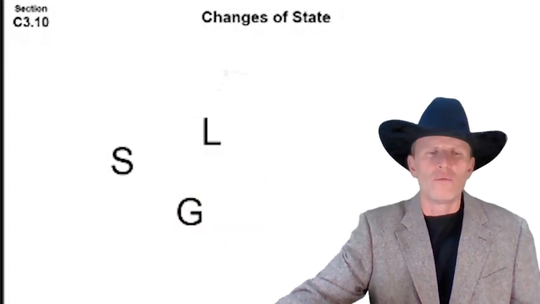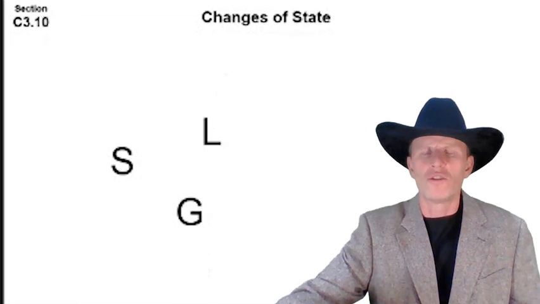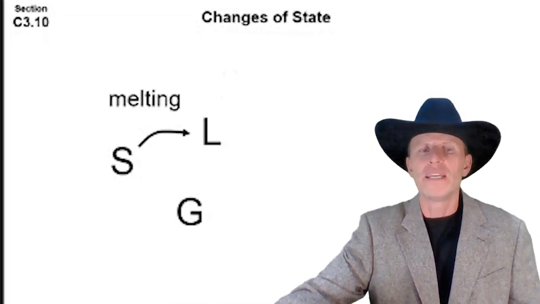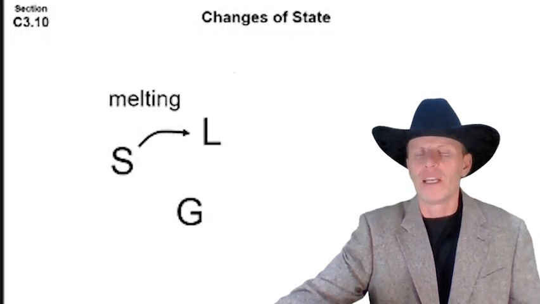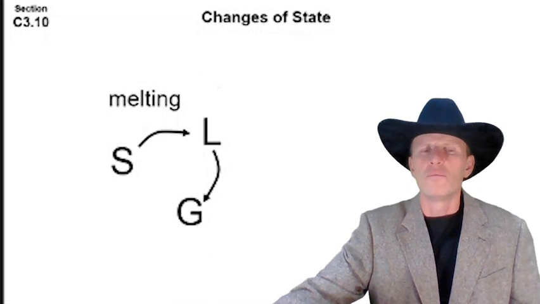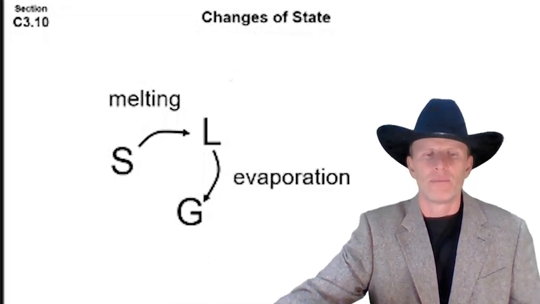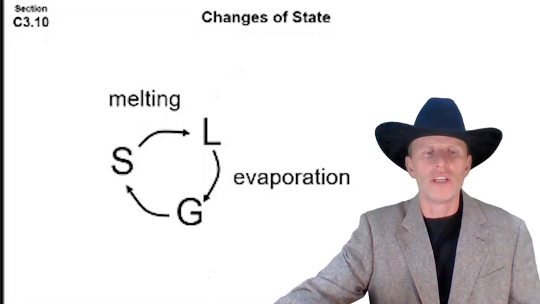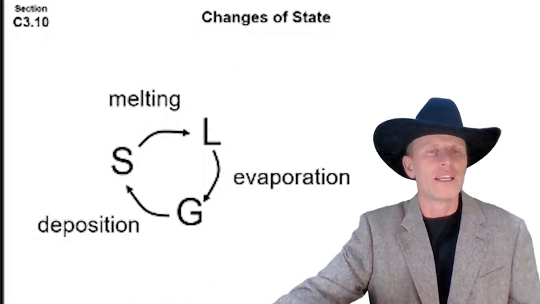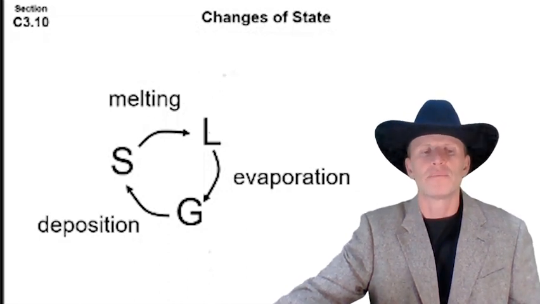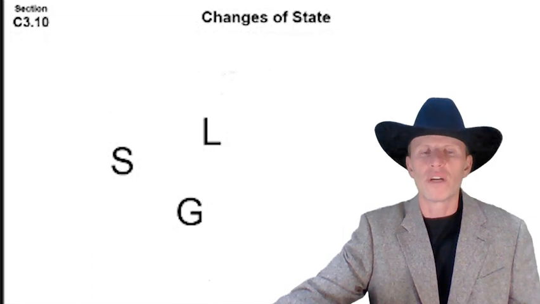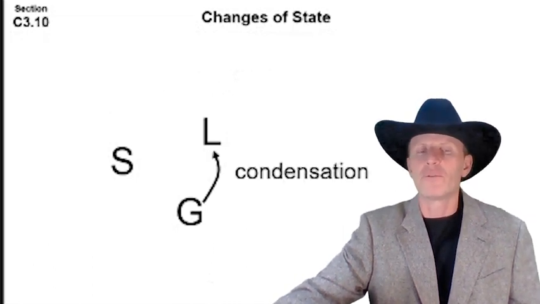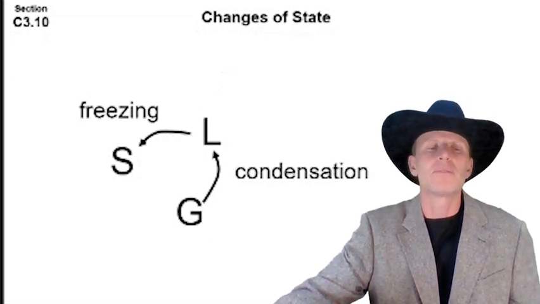So now we know that we can change states from solid to a liquid, from a liquid to a gas. Solid to a liquid would be melting. From a liquid to a gas would be evaporation. And from a gas to a solid is a less common state change, but it does exist. It's called deposition. Now, if we go the other direction, from a gas to a liquid, that would be condensation. And we can also go from a liquid to a solid, and that would be freezing.